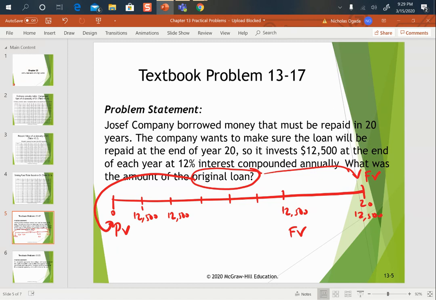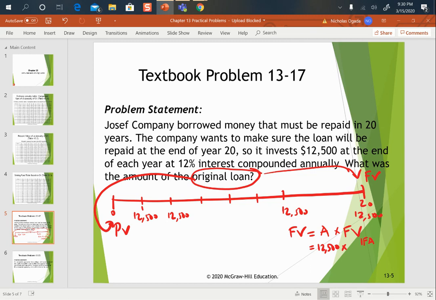where N is 20. So the future value of this will be the annuity payments times the future value interest factor of the annuity. Now the annuity payment is 12,500. What about the future value interest factor? So we have to go to the table and determine what the future value interest factor for the annuity will be, where of course N is 20 and I, or rate, is 12%.